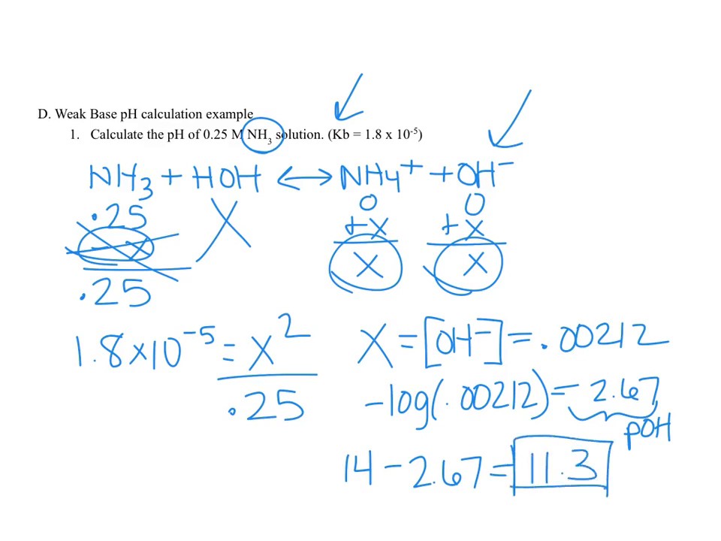Again, double check your answer. So I'm dealing with a basic solution, so my pH needs to be greater than 7. So it makes sense that we can't stop here. We have to subtract from 14 to get that pH in the basic range.